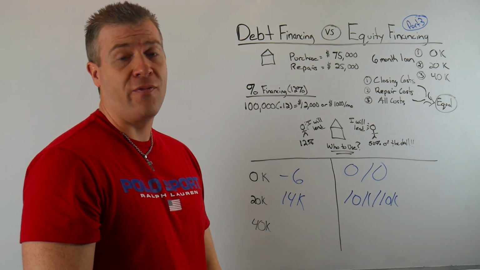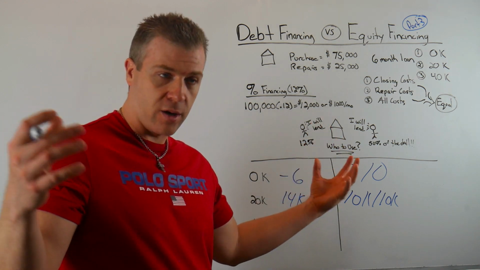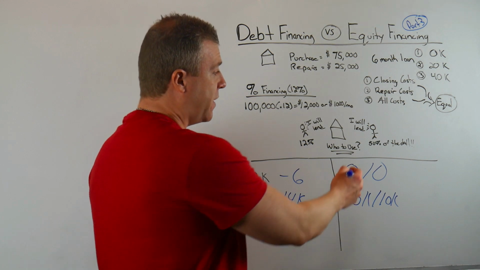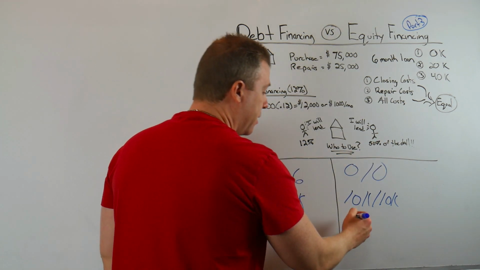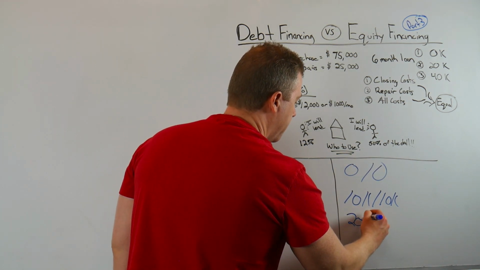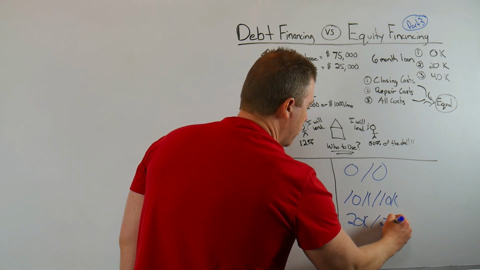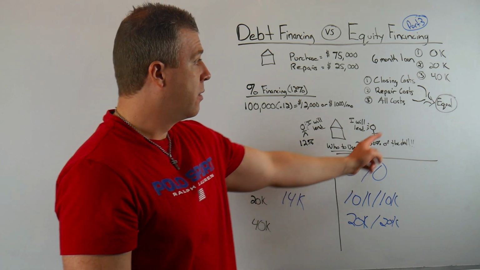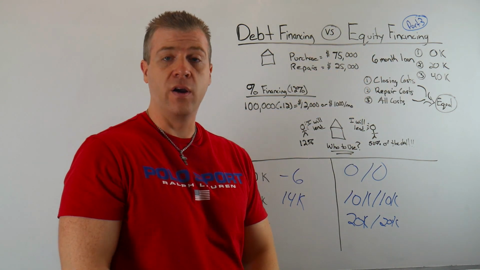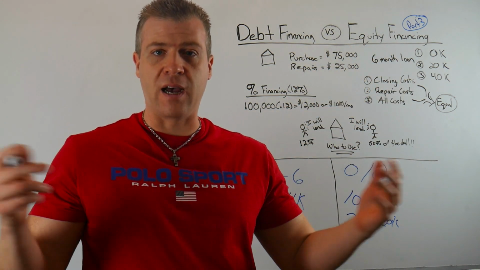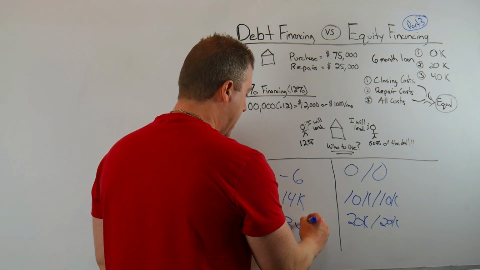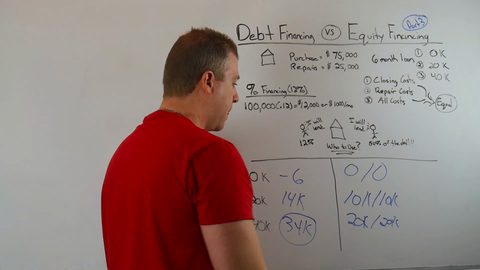Now what happens when the profit gets really big? It gets even bigger. Third case study, 40K, okay? 50-50 profit, 50 to the lender, 50 to you. So you would make 20K and they would make 20K. So what happens over here? 40K, you still only have your $1,000 a month, $6,000 that you pay out. So now you have 34K in profit, okay?